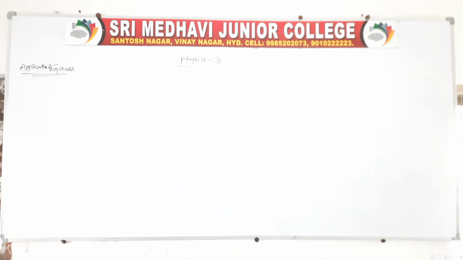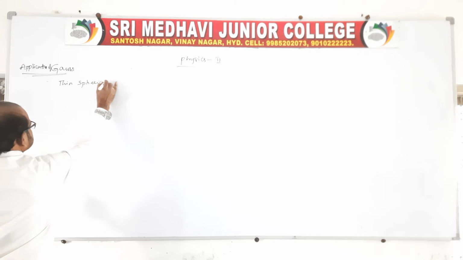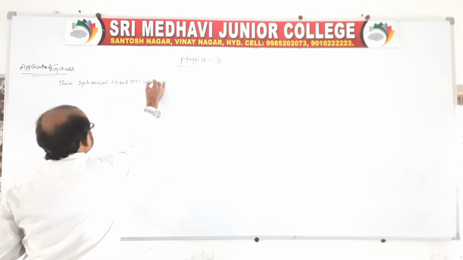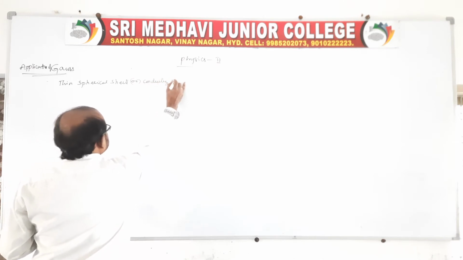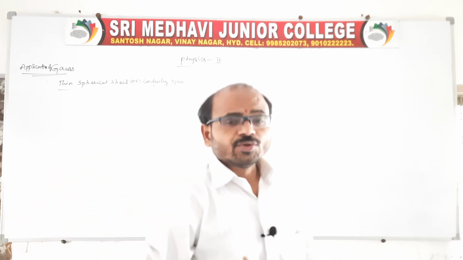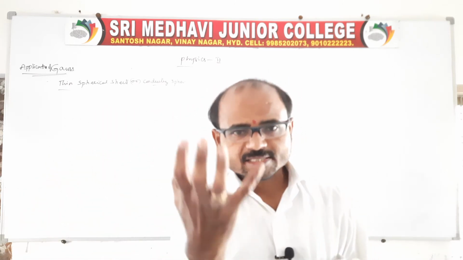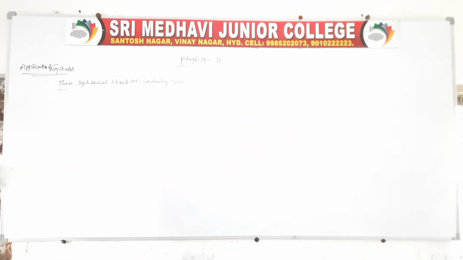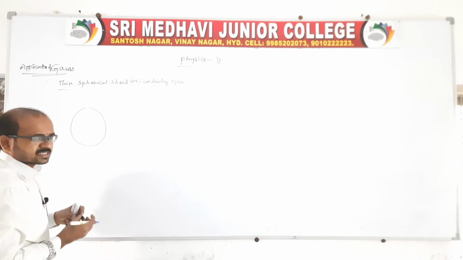You take a spherical shell, a thin spherical shell, or we can also call it a conducting sphere. Both are the same. Now you take one spherical shell like a stumper ball, or you say a solid conducting sphere. Let us take the shell, therefore the shell is nothing but inside it is empty.